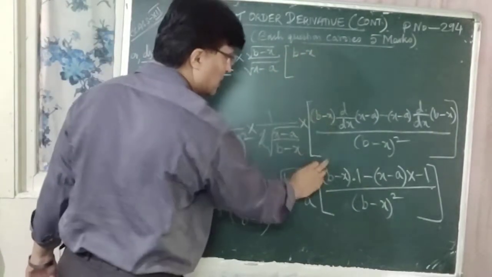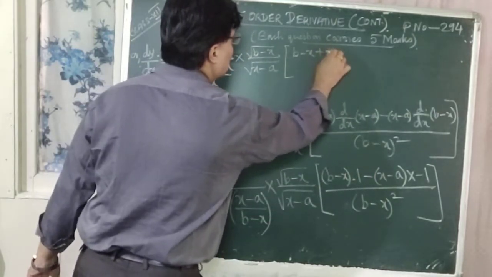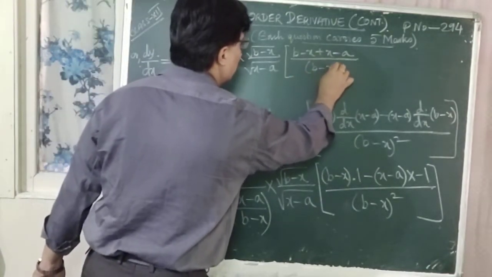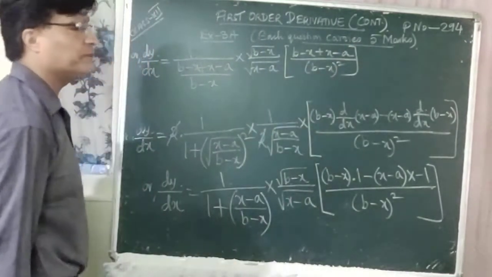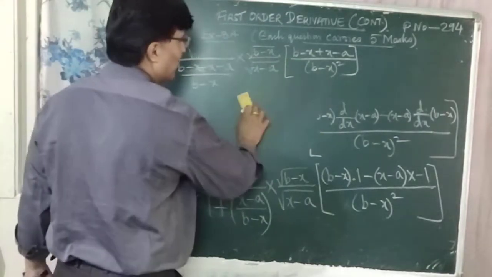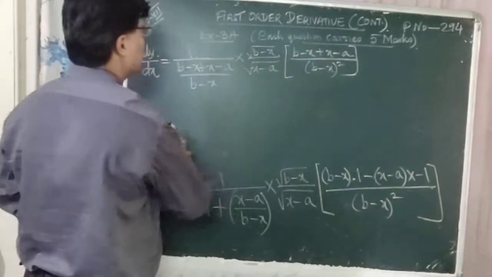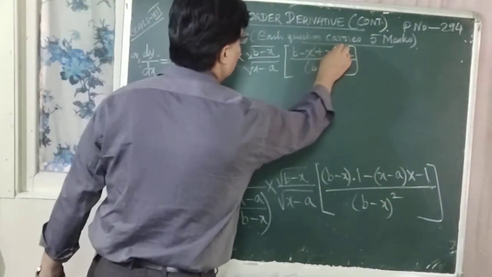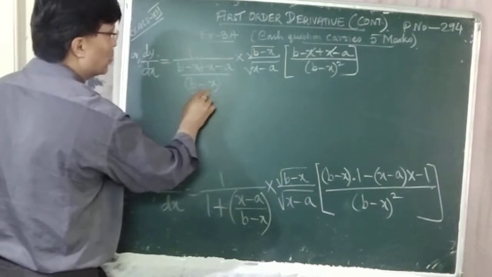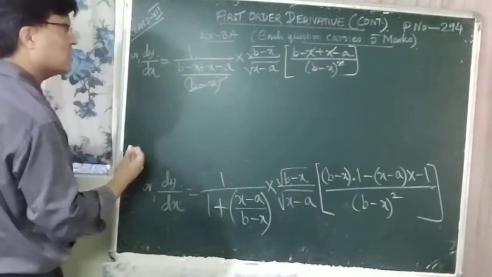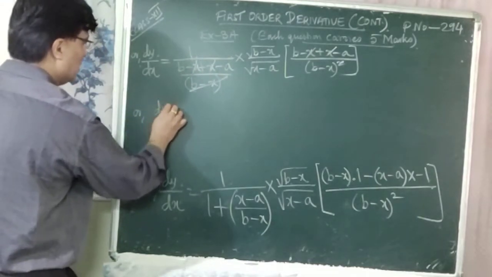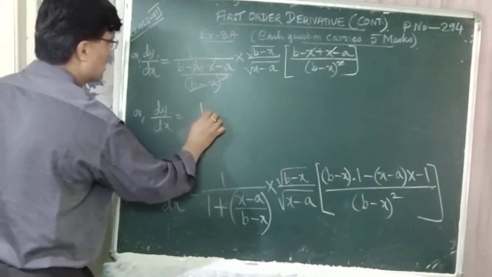It is b minus x, then minus and minus plus x minus a, whole divided by, in the denominator, b minus x whole square. Is that clear now? So now let us simplify it further. So here x gets cancelled. Now here also you can cancel this b minus x, and the square gets cancelled. Here also minus x plus x gets cancelled.